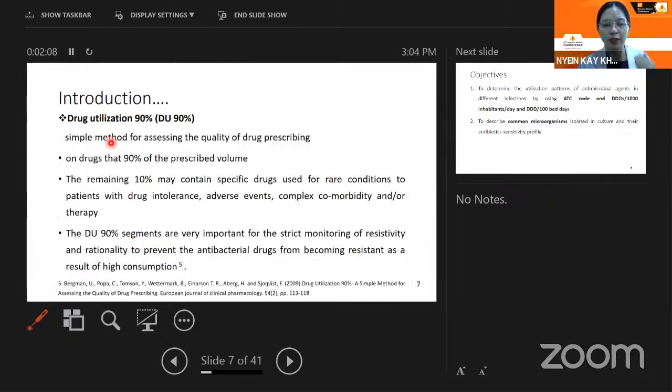Drug utilization 90%, DU 90%, is a simple method for assessing the quality of drug prescribing. It focuses on drugs that make up 90% of the prescribed volume, the remaining 10% being drugs used for rare conditions, in patients with drug intolerance, adverse events, complex comorbidity, and old therapy. The DU 90% is very important for the strict monitoring of resistance to prevent antibacterial drugs from becoming resistant.